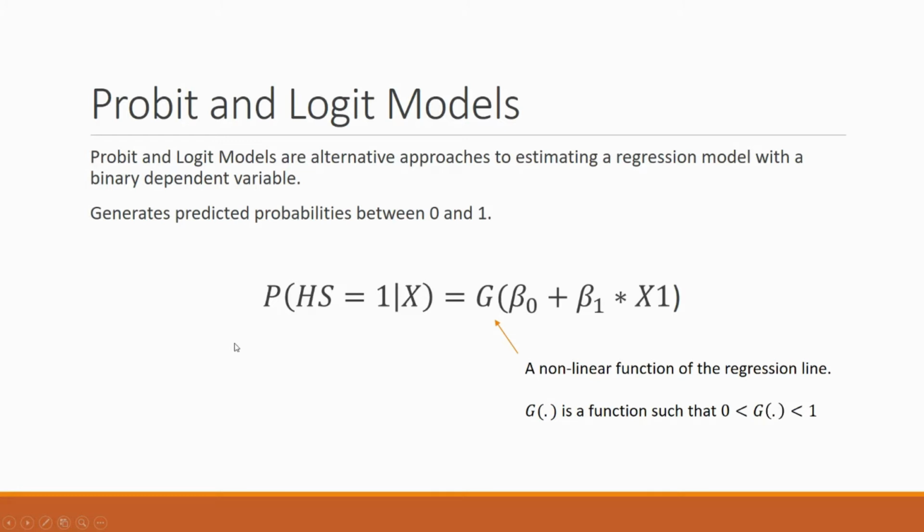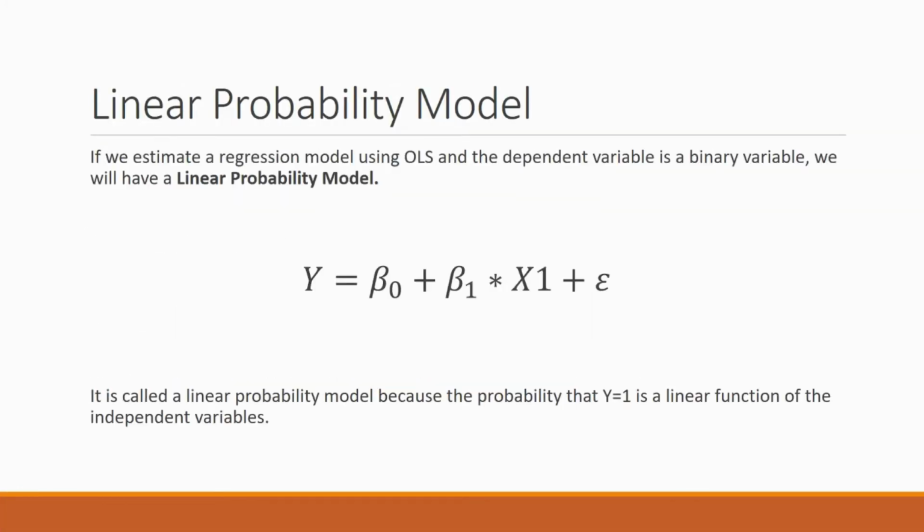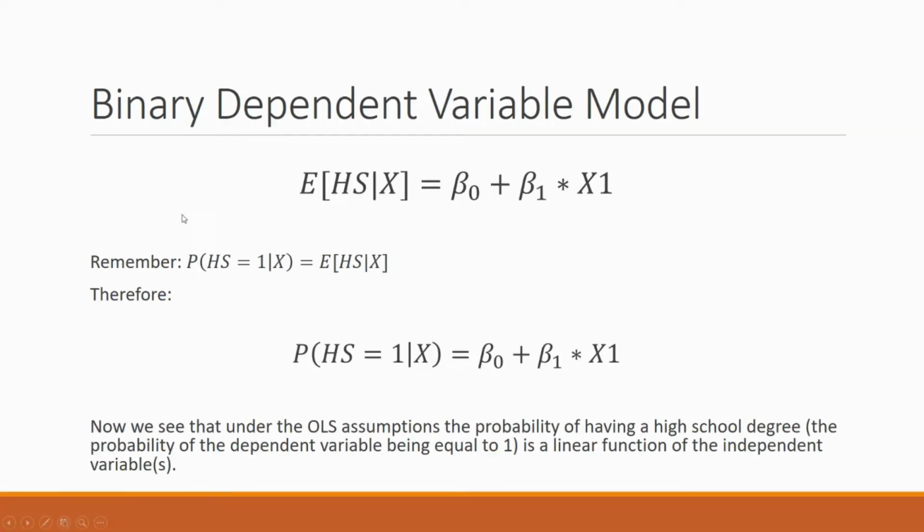Above, I'll just go back to it. We said that with a linear probability model, what we're saying is that the probability that the dependent variable will equal 1 is equal to some linear function of the independent variables.